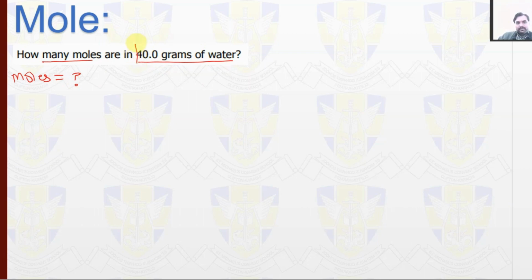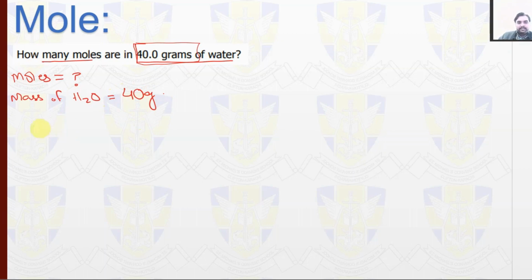So what is this 40 grams? If I ask you what is this 40 grams, obviously gram is a unit of mass. So basically the mass of water is given to you. And the mass of water is how much? It's 40 grams over there. And they are asking you to calculate the number of moles, right?